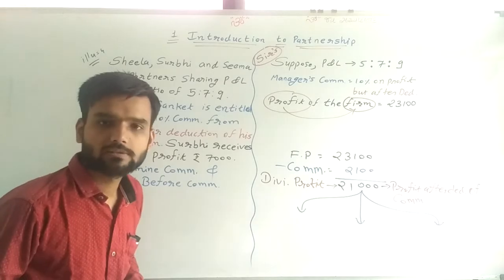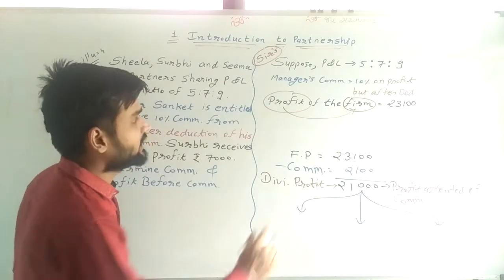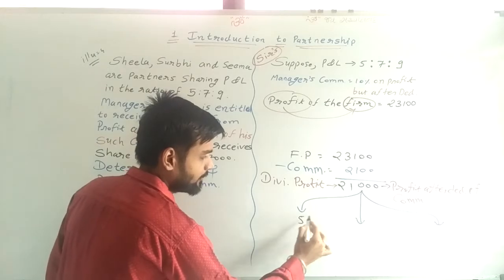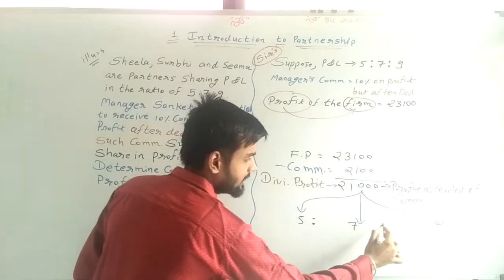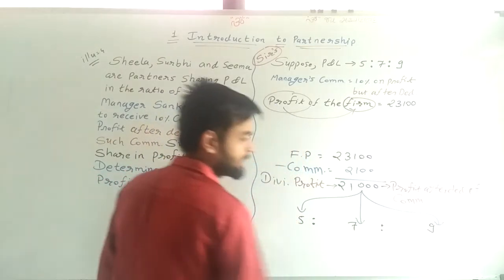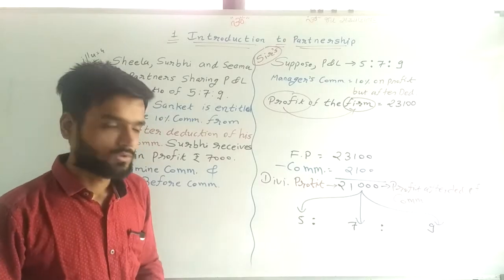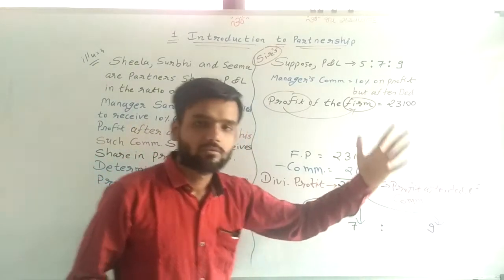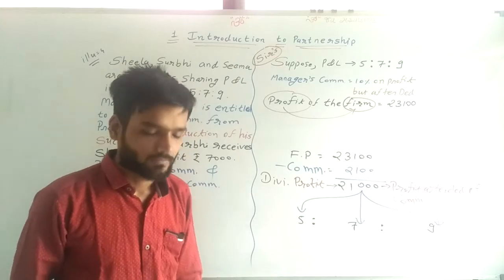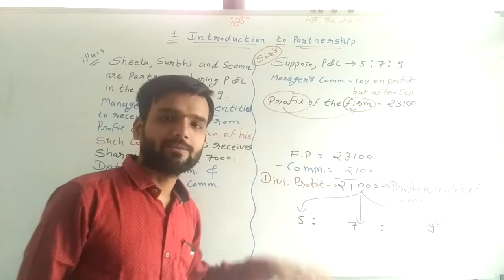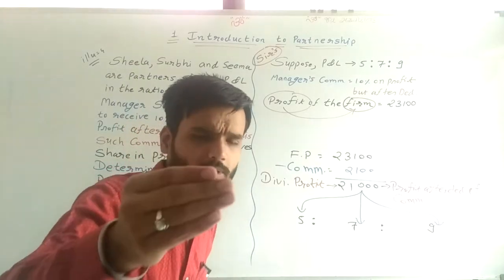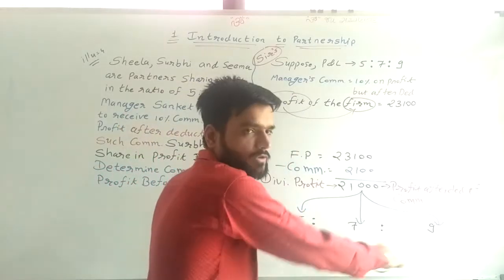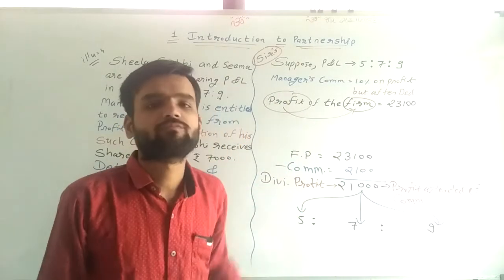among the partners in the ratio of 5, 7 and 9. So here we are writing 5 ratio 7 ratio 9. This 21,000 we are distributing in 3 parts. Now how can we distribute? 90% of students know how we can distribute the profit in the ratio.